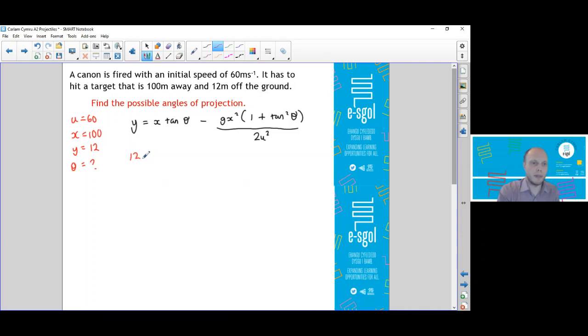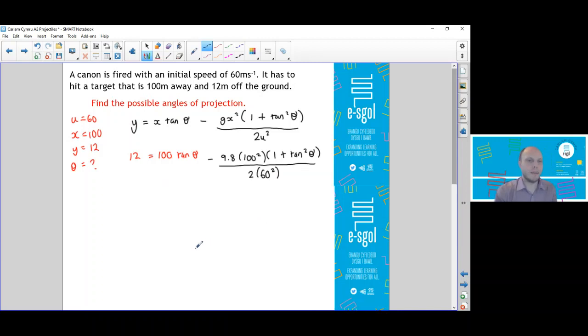All you've got to do then is put in your values. So y is 12 and x is 100, so 100 tan theta. g is 9.8, so then we've got 9.8 lots of 100 squared. Then we've got our 1 plus tan squared theta there, and all of that is over 2 lots of 60 squared. That's the 2u squared part.